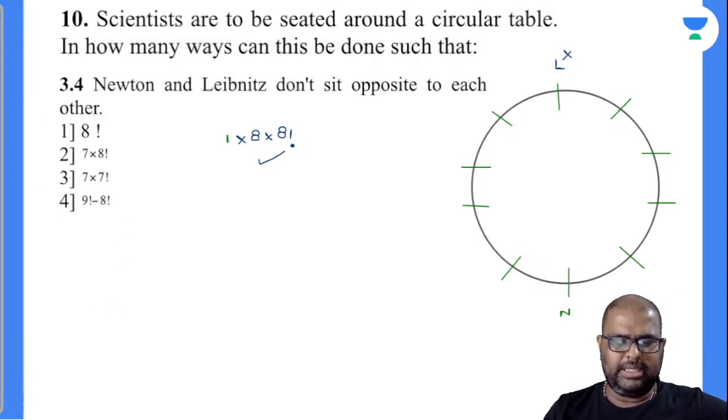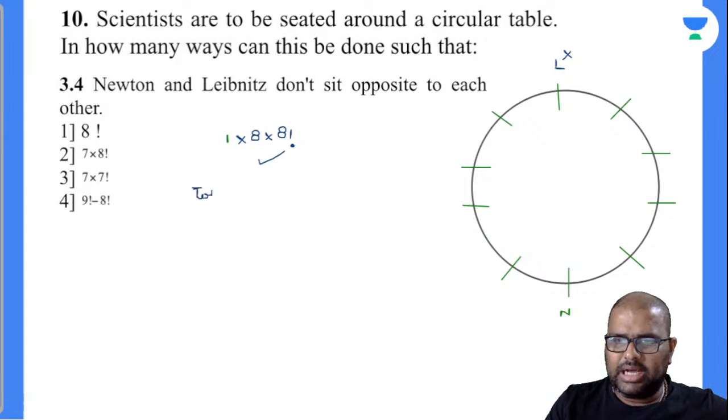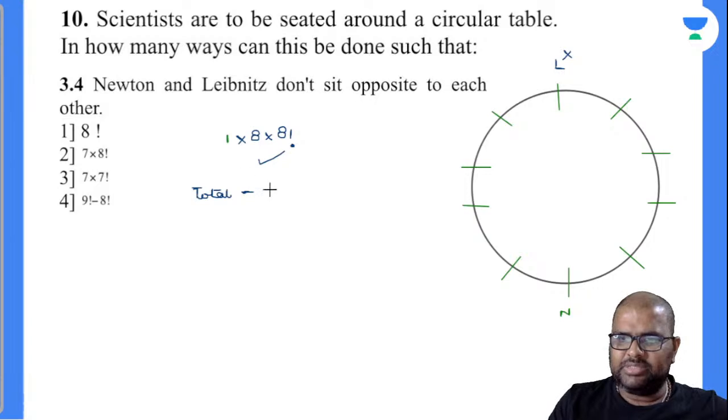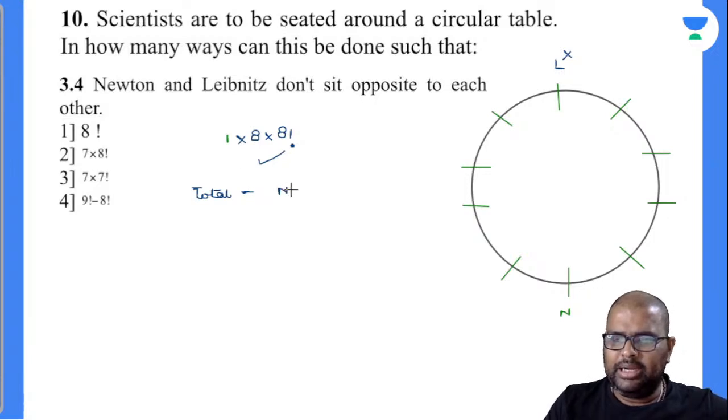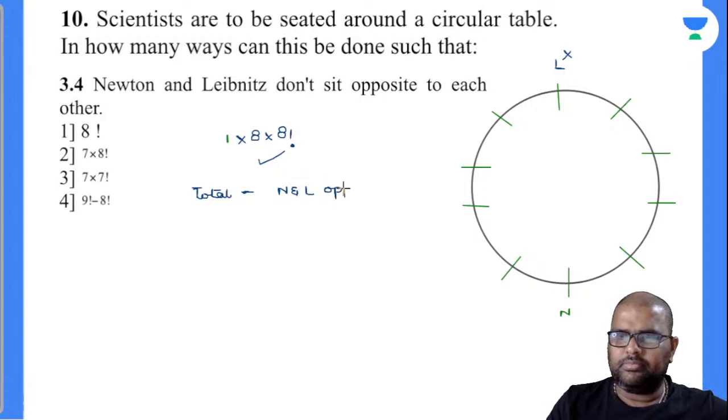But there is no such option here. Let's do one thing. See here, total there are 10 scientists. From total ways, I will subtract the ways where Newton and Leibniz sit opposite to each other. That will be perfect now.